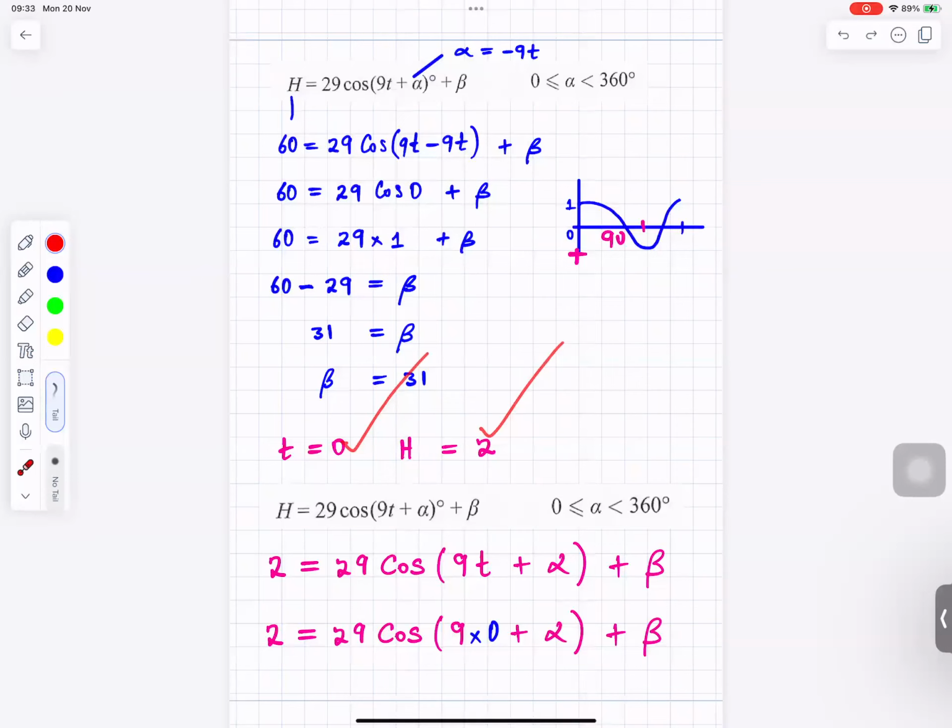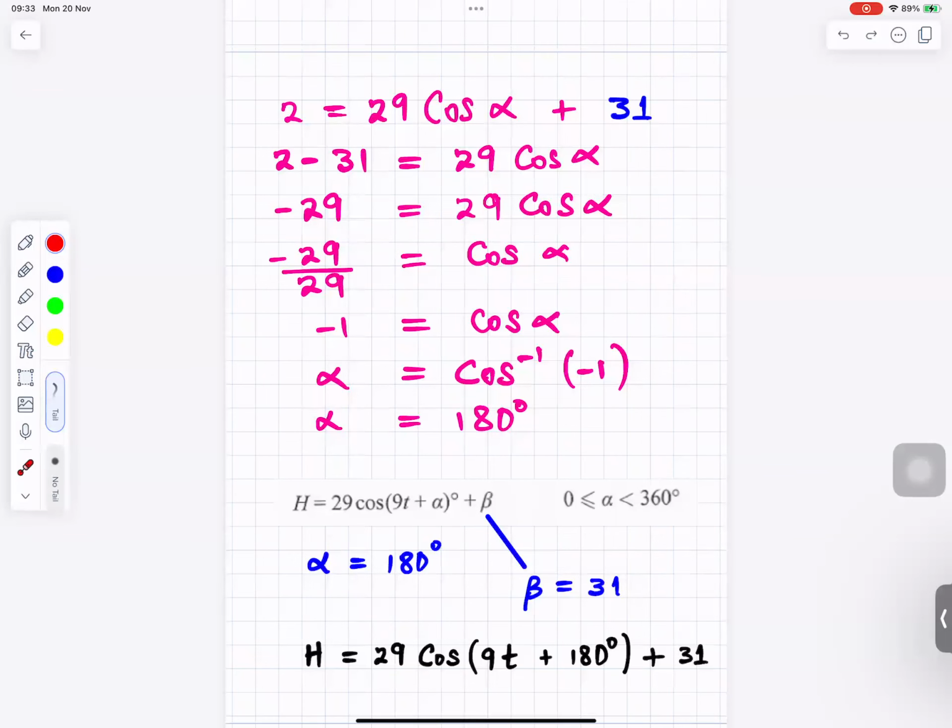When t is 0, h is 2. So we put h is 2, put t is 0. And we know what beta is, and we can solve it. Substitute for beta, which is 31, and solve the equation. Take 31 to the left. 2 minus 31 is minus 29. Minus 29 divided by 29 is minus 1. Inverse cosine of minus 1 is 180 degrees. So we have alpha will be 180 degrees, beta would be 31. And that would be the equation.